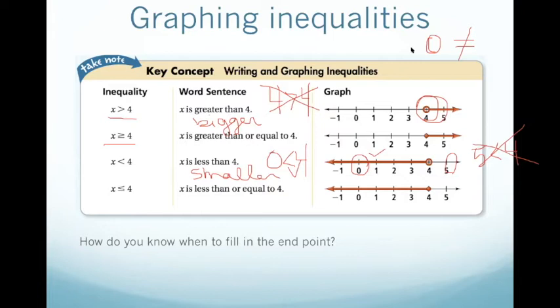Our last example here, x is less than or equal to 4. Equal to, that's the key that tells me that 4 should be colored in a solid circle because it has the equal to. And so we have a solid circle at 4. Less than means smaller than, so I'm coloring towards the smaller numbers. But again, I could double check. I could test 2, for example. Is 2 less than or equal to 4? Yes. And so I know that I'm coloring in the correct direction.